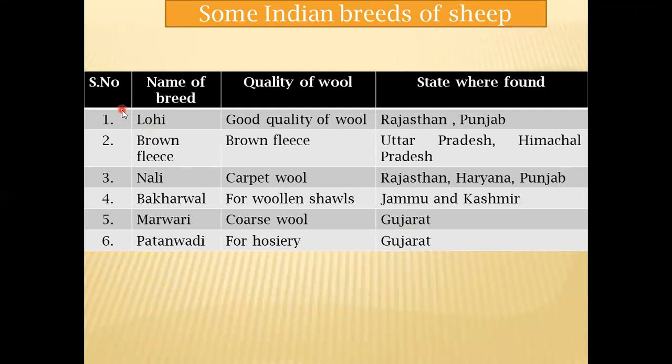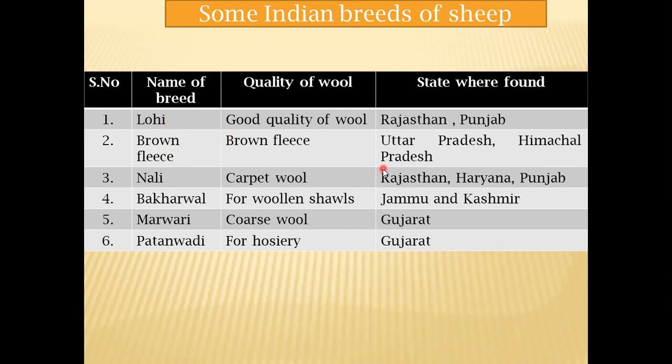Now, the names of breeds. As I said, there are many Indian breeds, and here are some of them. Lohi. Lohi gives a very good quality of wool. I forgot to tell you that some breeds of sheep are only found in some parts of India, such as Lohi.